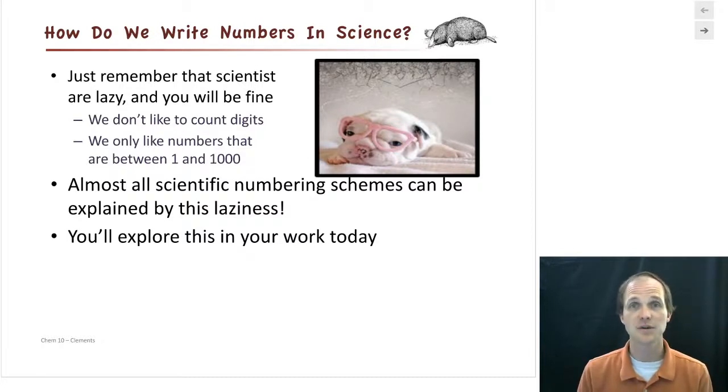Trust me that scientists don't just sit around all day thinking, how can we make people's lives harder? It's actually quite the opposite. So all of these numbers and all these different ways that we're going to talk about how to write numbers are ways to make it easier for us. So let's think of an example.